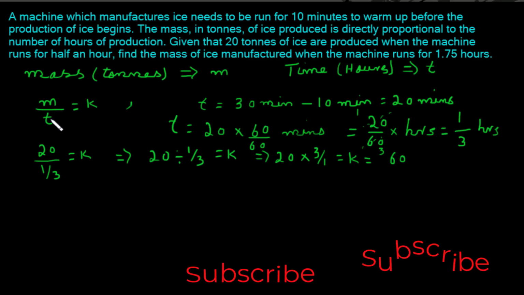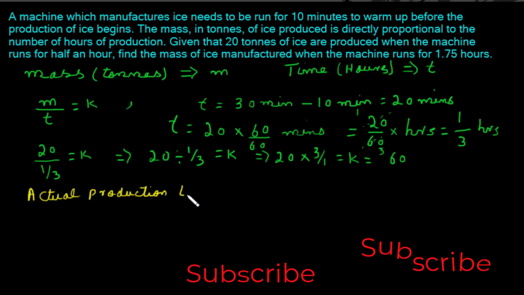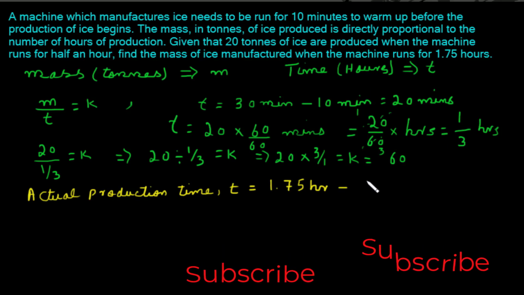Furthermore, I can write this equation. Now we need to find how much ice is produced when the machine runs for 1.75 hours. First, subtract the warm-up time. So the actual production time t is equal to 1.75 hours minus the 10 minutes, and 10 minutes will be equal to 1 by 6 hours.